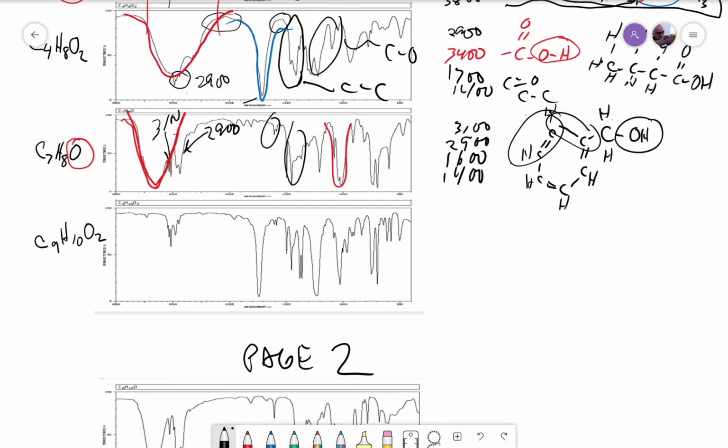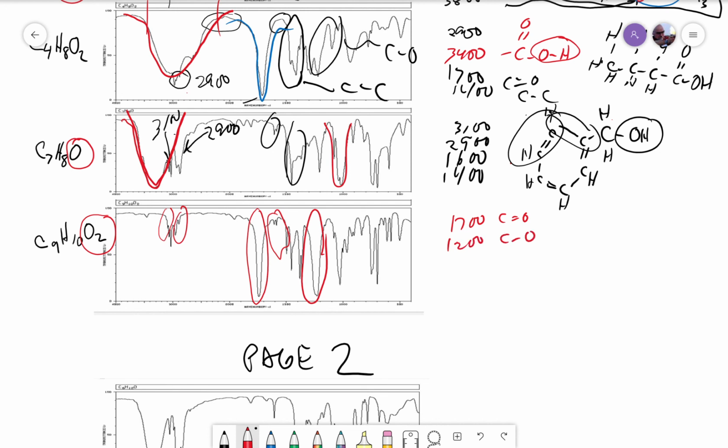For the next compound, I see peaks that are extending out over 3100 and 2900. I see peaks here and here. If I walk through this compound, the two oxygens are once again at 1700 for the carbonyl, 1200 for the ether. I have indications of unsaturation.